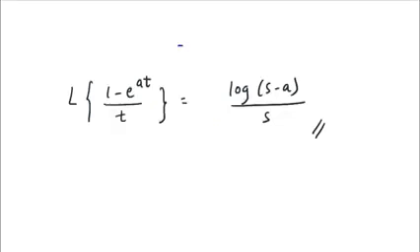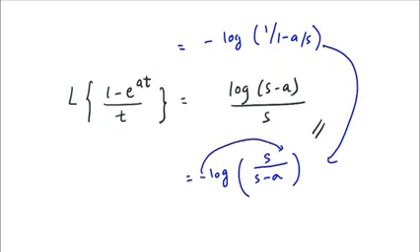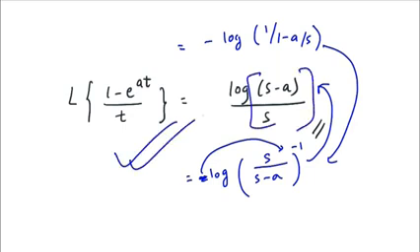So the previous step was minus log of 1 upon 1 minus a over s. If I rearrange it, see carefully, I will get minus log of s upon s minus a, and I can take this minus as the power, right? So this is gone and now it is the power. So you can rearrange it again and you will get the final answer as log of s minus a upon s. So this is the final answer.